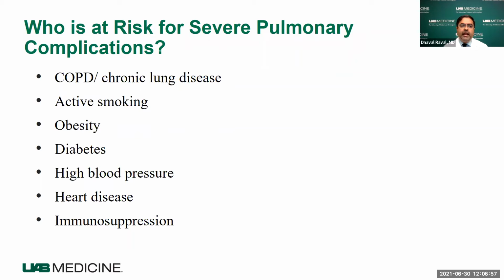And if we look at which patients after their early mild disease will develop a severe pulmonary complication, there are some risk factors that have been identified, but we cannot pinpoint exactly which person will develop the severe disease. But these risk factors, as mentioned here, like COPD or other chronic lung disease, active smoking, obesity, diabetes, high blood pressure, heart disease, immunocompromised status, whether because of cancer, or some immunosuppressive therapy for joint disease or rheumatologic condition, or HIV or any other immunodeficiency state, those patients are at risk of developing a severe pulmonary complication.